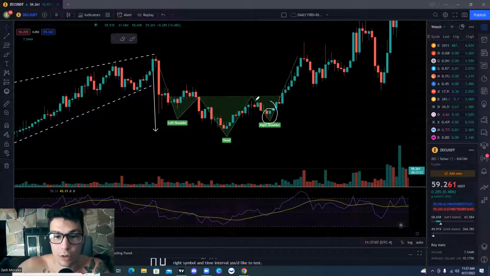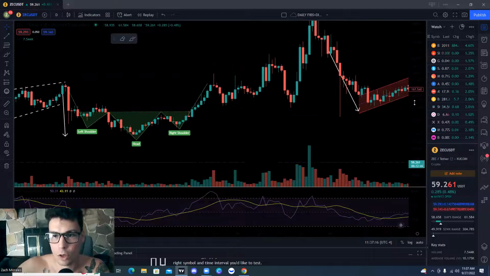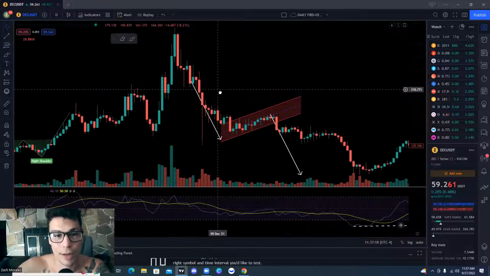Once we got the right shoulder here, you look for the break above your neckline, and you can ride that momentum up towards your target over here. And then we'll go over here now and look at the next pattern that I saw.